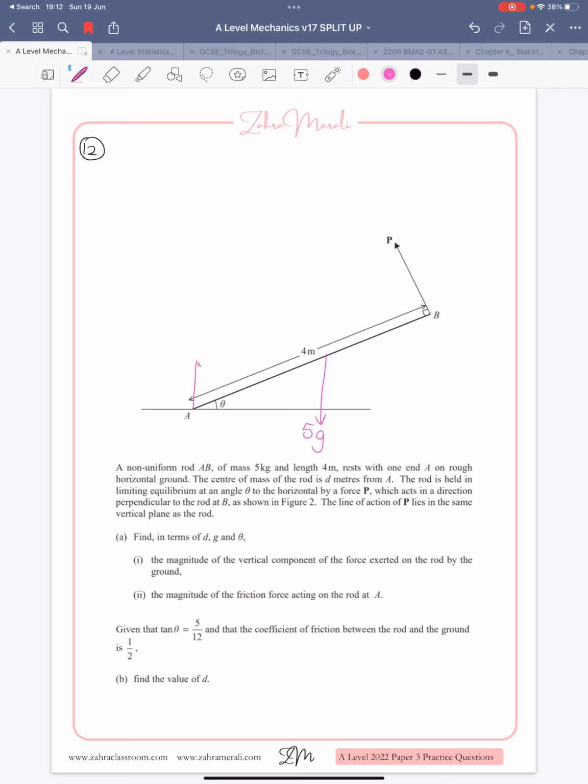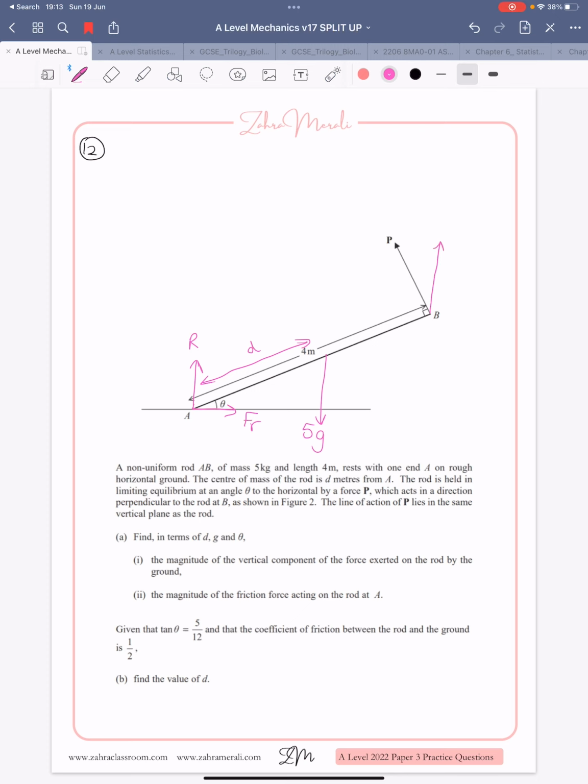So straight away we see that we've got our R, and we're going to have some friction. The centre of mass of the rod is d meters away. The rod is held in limiting equilibrium by angle theta. The line of action of P, so that's a force, is the same. Okay, fine. So now we just need to resolve some forces, because remember I'm going to do up, down, left, right, moments at A. So the only thing I don't have an up, down for is this one over here.